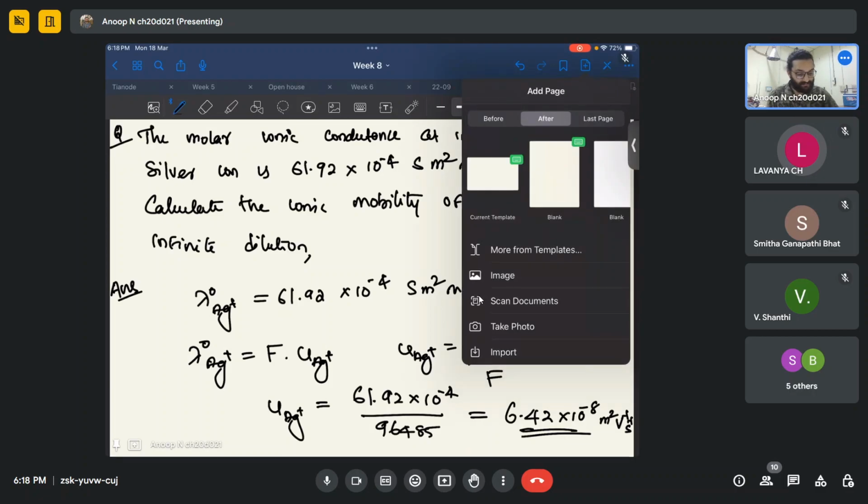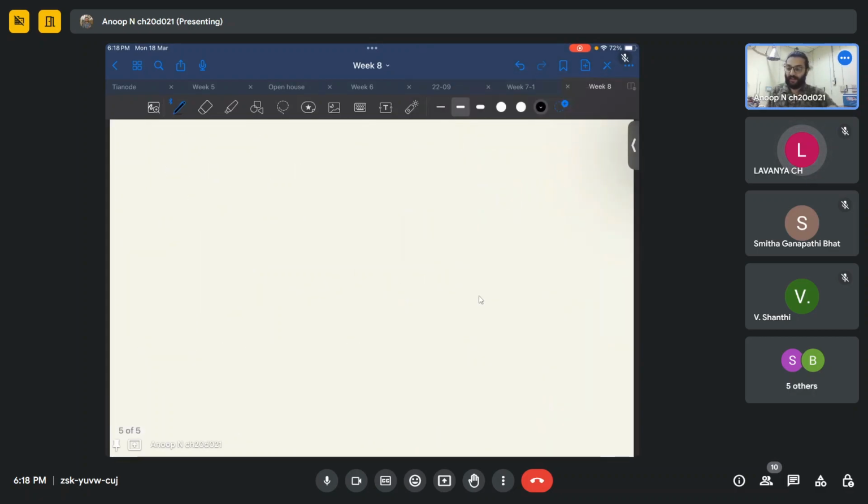Yeah, good. Next question, we'll see a little more variation. These problems will help you in understanding the homework problems also, the assignment problems. So the next question is question number 3, right?